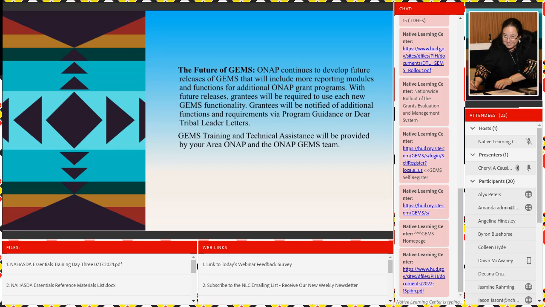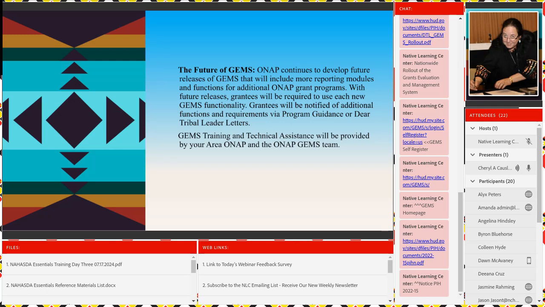So, the future of GIMS. ONAP continues to develop future releases of GIMS that will include more reporting modules and functions for additional ONAP grant programs. With future releases, grantees are going to be required to use each new GIMS functionality. Grantees will be notified of additional functions and requirements via program guidance or Dear Tribal Leader letters. Okay, that's why it's so important, even if you're not a tribal leader, to read that section. GIMS training and technical assistance will be provided by your area ONAP and the ONAP GIMS team.